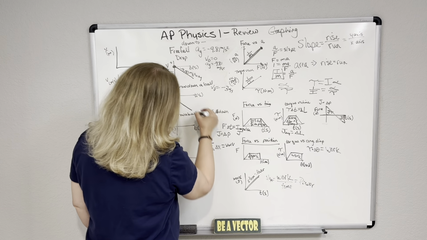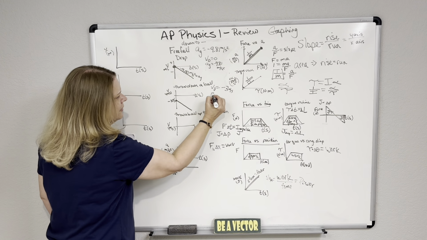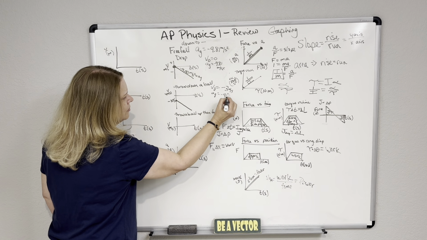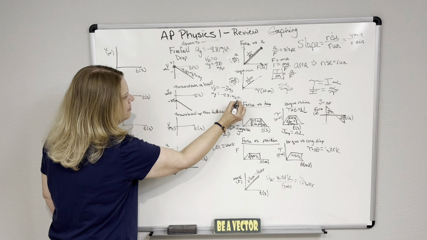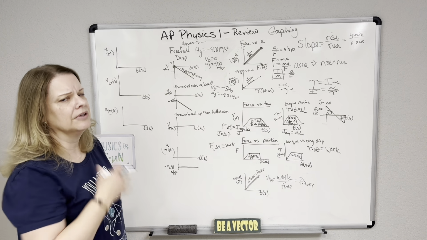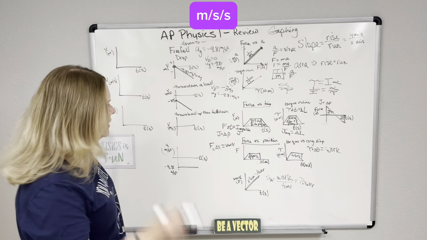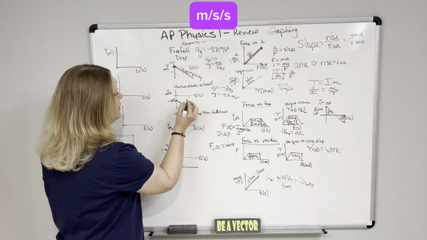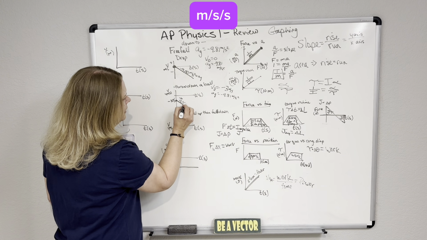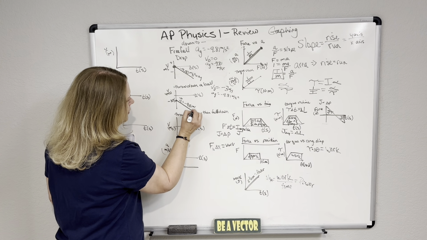I'm trying to make those parallel because it's still an acceleration due to gravity of negative 9.81 meters per second squared. It doesn't matter if you throw it down, you drop it, you throw it up. The acceleration due to gravity is always the same, negative 9.81 meters per second squared, because it's down. So the slope is negative 9.81 meters per second squared.